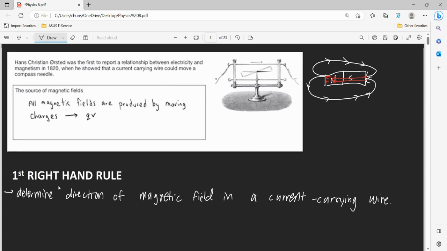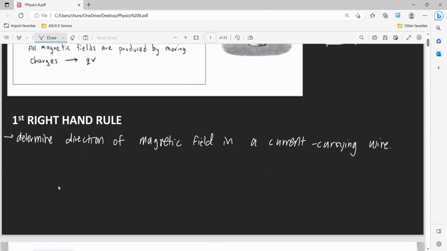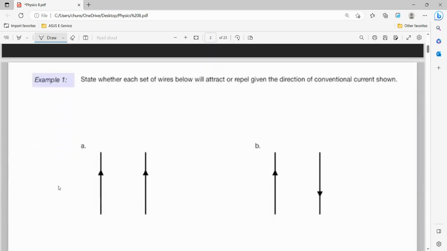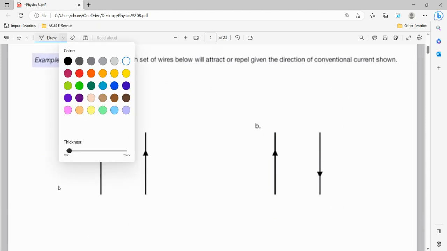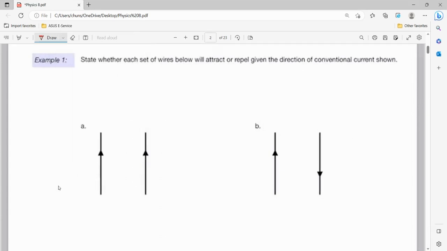Okay, so if we were to use this example here, we want to find whether there is an attractive or a repulsive force in each of these directions shown for these wires. So if we want to represent into the page, it would look like an X. And if we represent a magnetic field coming out of the page, we'd represent it with a dot.